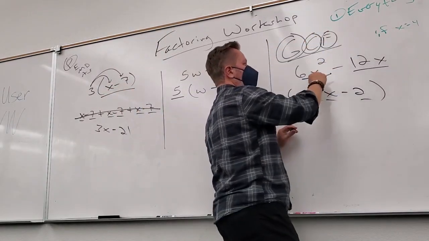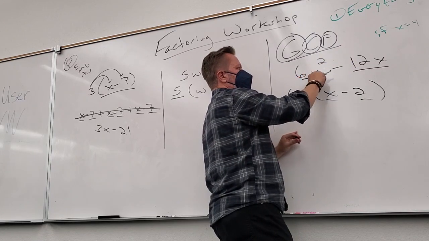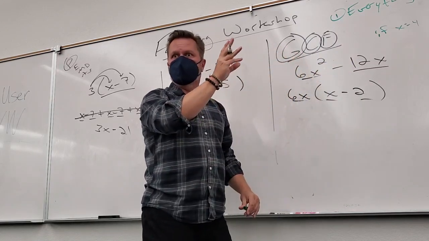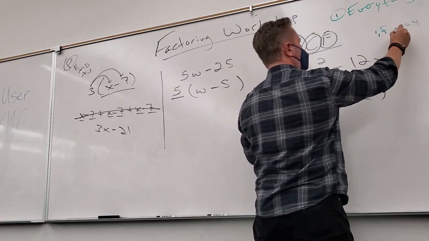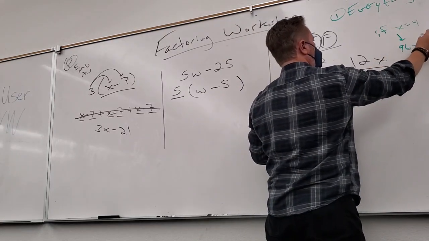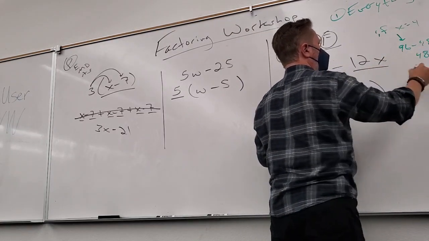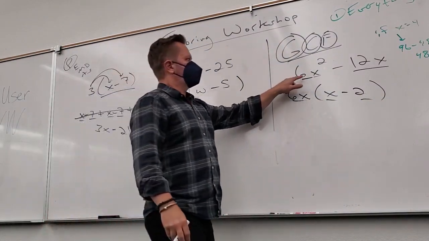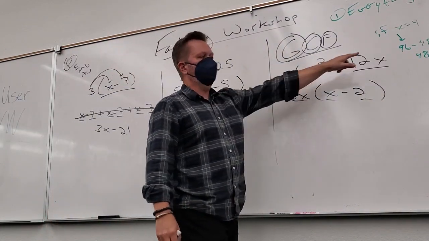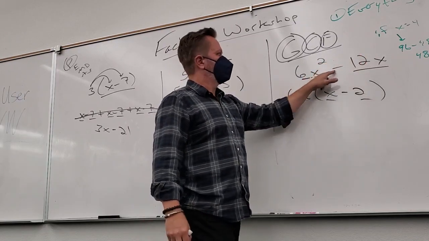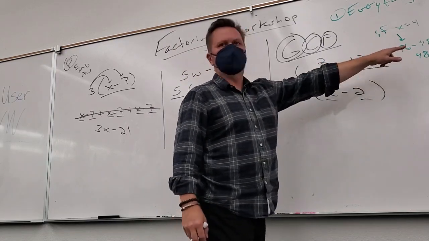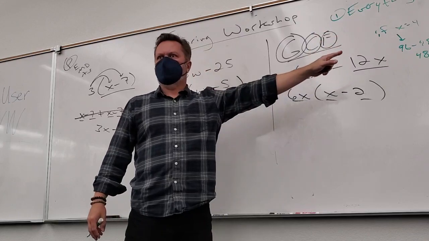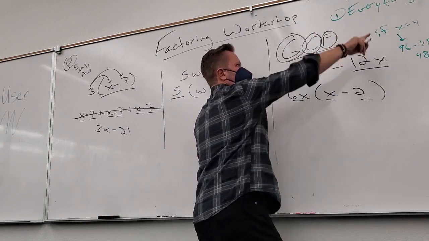If x is 4, this would be 6 times 16. Is that cool? Which is 96 minus 48, which I believe is 48. Neat. Is that cool? 6 times 4 squared, 6 times 16 is 96, minus 12 times 4, 48. 96 minus 48, 48. What is this if x is 4?